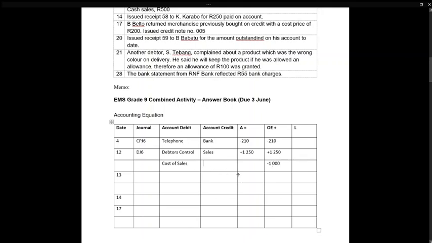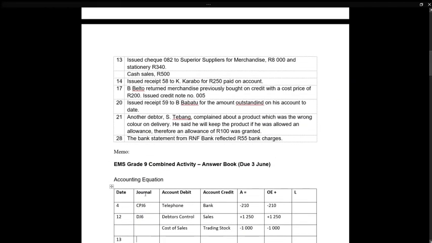So because I sold products, my trading stock will also decrease. And trading stock is classified as an asset account. And remember, I sold my trading stock, so my trading stock is physically going out of my premises, therefore it's decreasing and is classified as an asset. Assets will decrease with that amount. There you go. Minus 1000 equals minus 1000 plus 0. We've done it correctly. Right, next one we need to do the 13th.